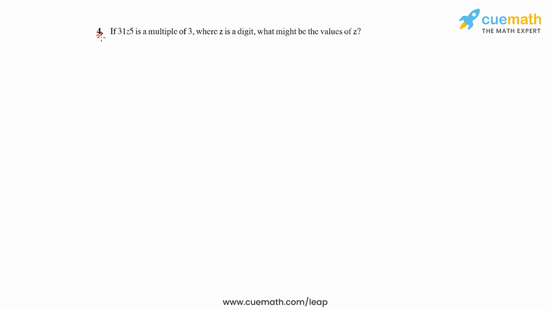So in this fourth question of the second exercise, we have been given a number which is 31z5, which is a multiple of 3, where z is a digit, and we'll have to find the different values of z.